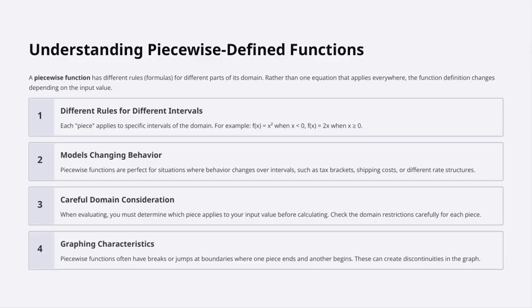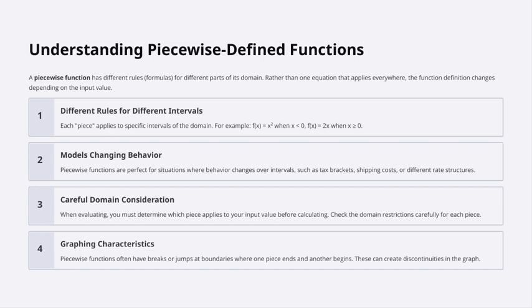Understanding piecewise defined functions is all about recognizing that a function can have different rules depending on the part of the domain we're looking at. Instead of one single formula applying everywhere, the function's definition changes based on input values. Now, each of these rules or formulas applies to specific intervals within the domain. For example, you might see something like f of x equals x squared when x is less than 0, but then f of x equals 2 times x when x is greater than or equal to 0.